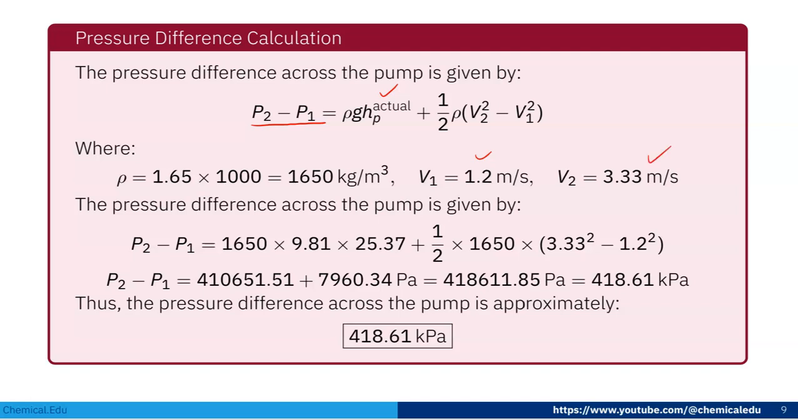So now the pressure difference across the pump is given by plugging in all these values: rho 1650, G 9.81, HP actual 25.37, plus half rho 1650 times V2 3.33 whole square minus 1.2 whole square. After plugging in the values and calculating P2 minus P1, that will be 418,611.85 Pascal, that is 418.61 kilopascal. So thus the pressure difference across the pump is approximately 418.67 kilopascal.